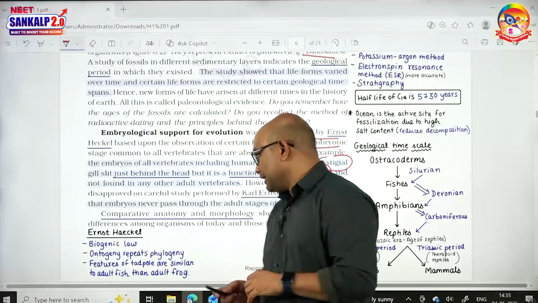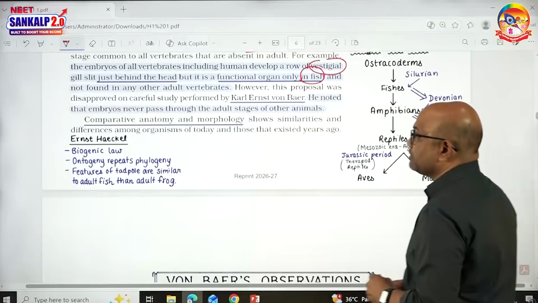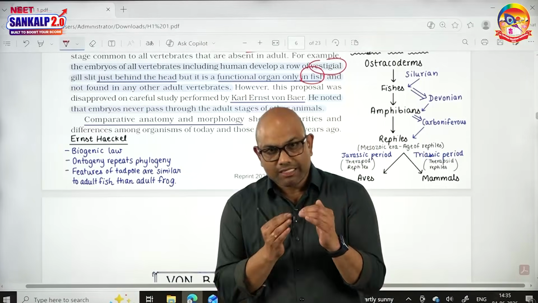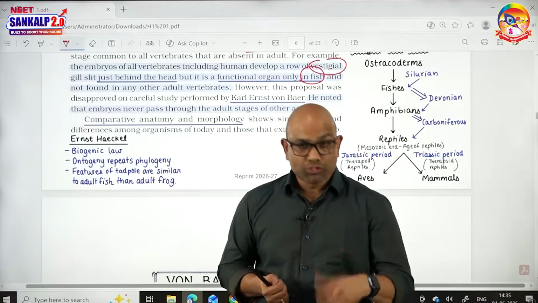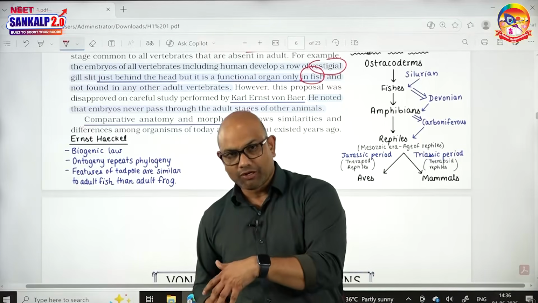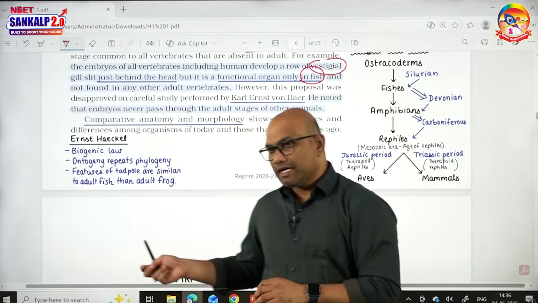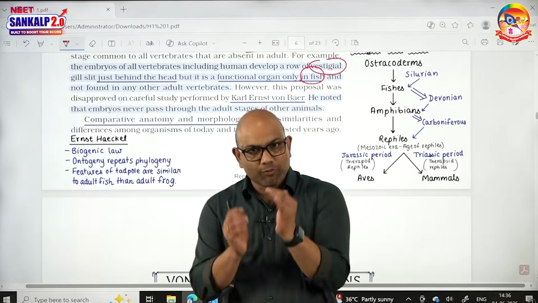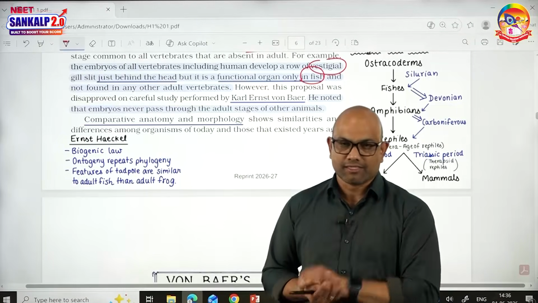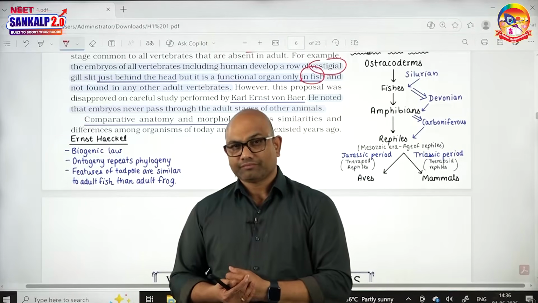One more point of Haeckel is the biogenic law. What is the biogenic law? Ontogeny repeats phylogeny. So, the developmental stage of a particular organism will show some characteristics similar to its ancestors. Ontogeny means developmental stage, phylogeny means evolutionary stage. For that, one example I can give you is the tadpole. Tadpole is a developmental stage. It has a tail like a fish, which is its ancestor. It has gills like a fish, and a two-chambered heart like a fish.